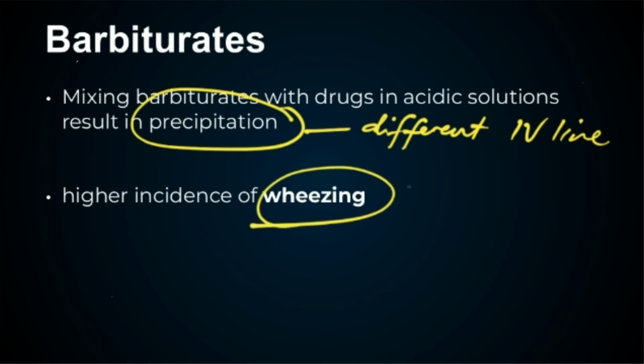Compared to propofol, barbiturates produce a higher incidence of wheezing in asthmatics. So this is another thing you have to consider, or this should be avoided in asthmatic patients. This is attributed to histamine release from mast cells during induction of anesthesia.